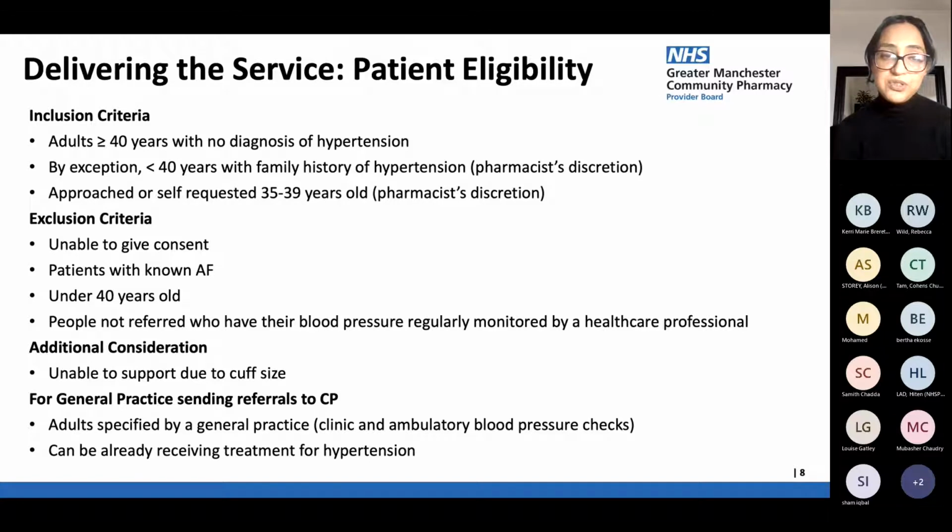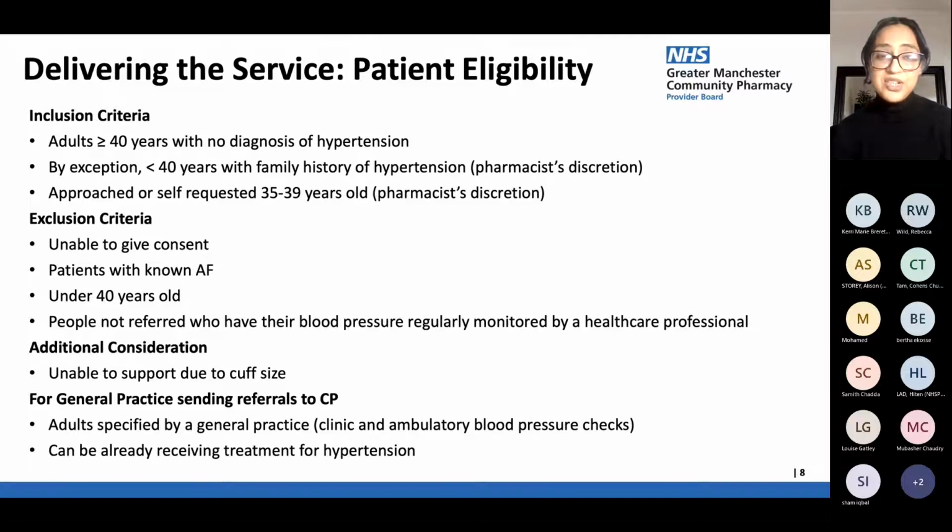In terms of exclusion criteria, if the patient is unable to give consent, that is excluded. If a patient is with known AF, that is an exclusion criteria. If they're under 40, it's an exclusion criteria. And people not referred who have their blood pressure already regularly monitored by a healthcare professional.